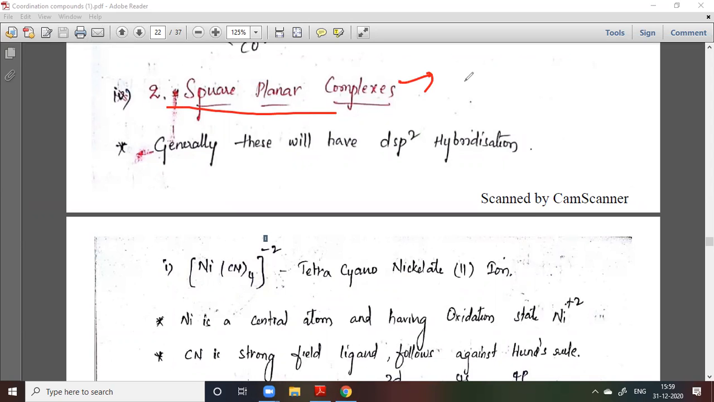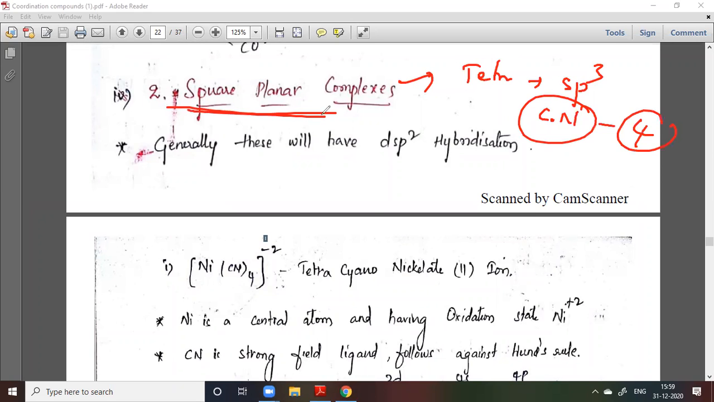I already told you that if it is tetrahedral, then the hybridization will be sp3, and the coordination number is 4. But in the case of square planar complexes, even though the coordination number is also 4, the hybridization is dsp2. You must remember these things.